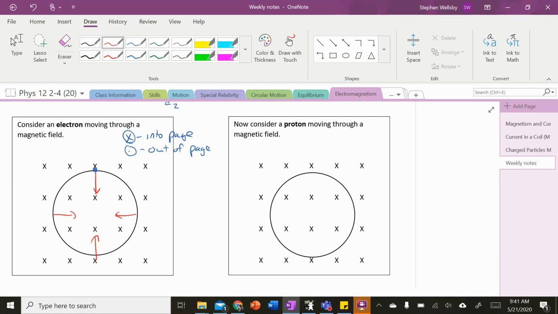You can pause the video and try it for the proton as well. So pause the video and we'll try both of these questions here. What direction is the electron going to be moving on the left-hand side, as in clockwise or counterclockwise? And what direction is the proton going to be moving, as in clockwise or counterclockwise? So pause the video here and try using your left or right-hand rules to answer these questions.